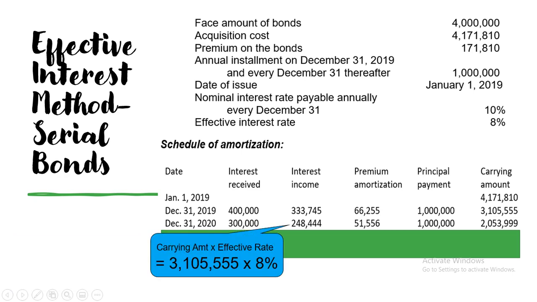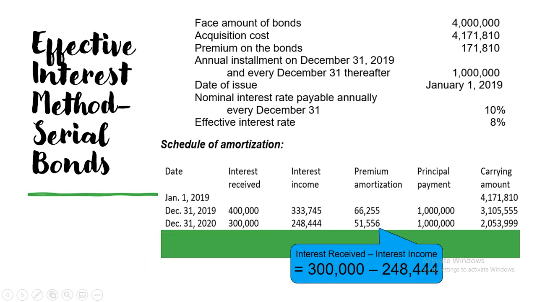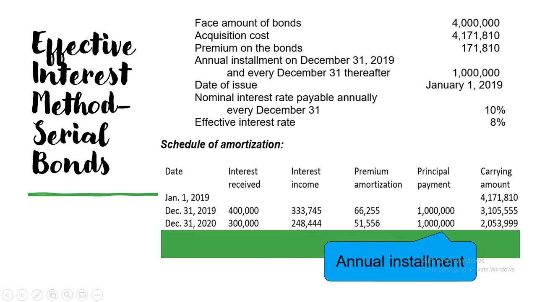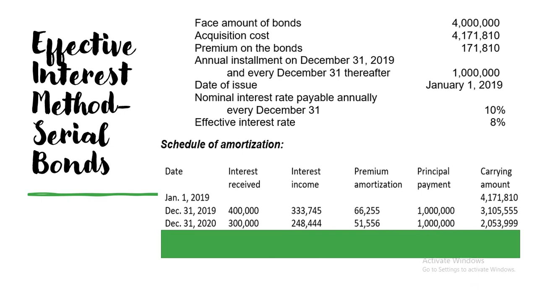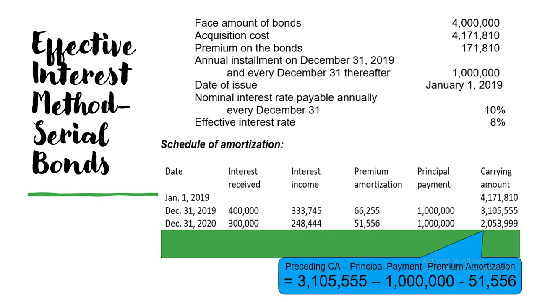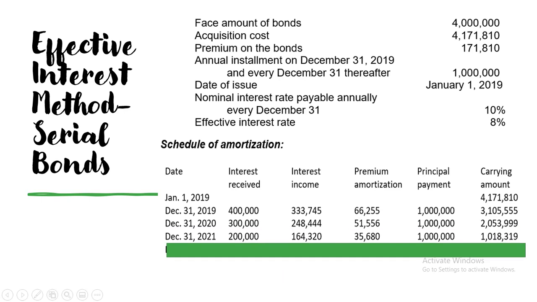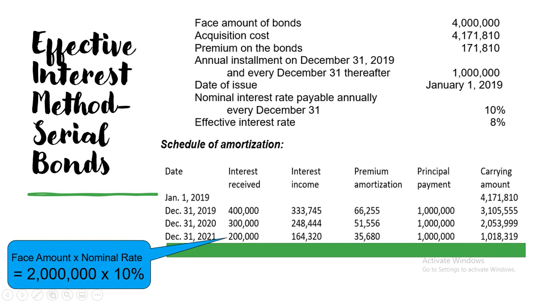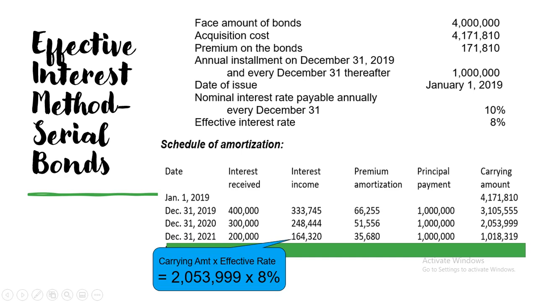Interest income is carrying amount multiplied by 8%. Premium amortization is difference between the interest received and the interest income. And the principal is given, principal payment na 1 million. And the carrying amount is preceding carrying amount less principal payment less premium amortization. And for next one, so in this case, the interest received is now 200,000. So, naging 2 million na lang siya, times 10%. Interest income, same pa rin po, carrying amount multiplied by the effective rate of 8%.